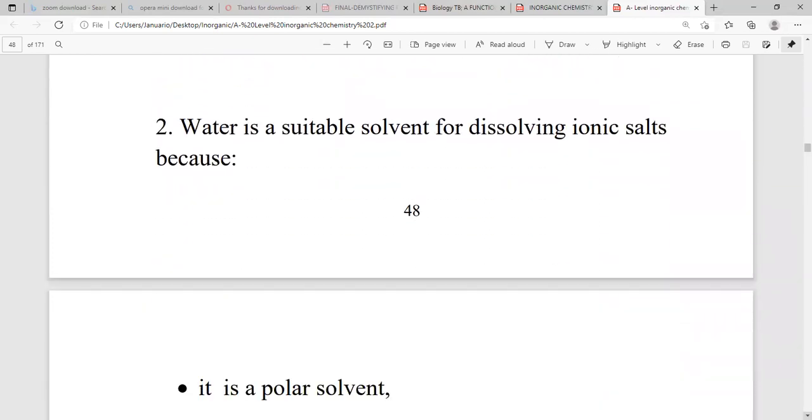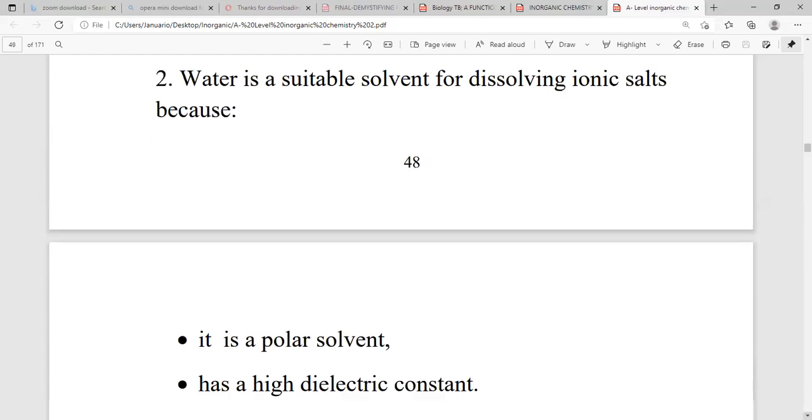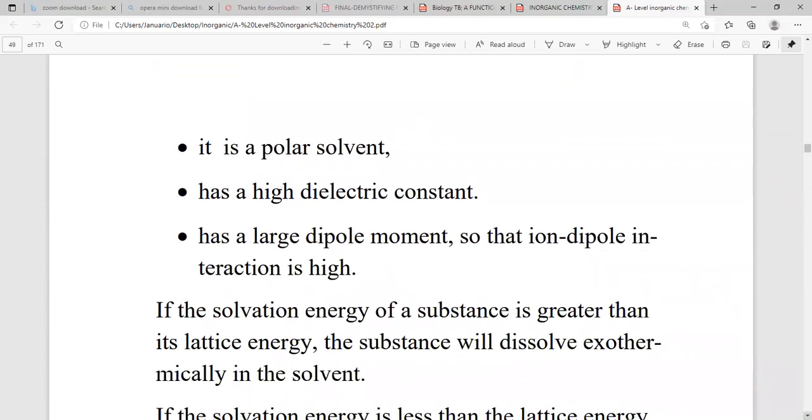Water is a suitable solvent for dissolving ionic salts. Why? It is a polar solvent and it has a high dielectric constant. It has a large dipole moment, so the ion-dipole interaction is high between the water molecules and the ions. That interaction is very strong.